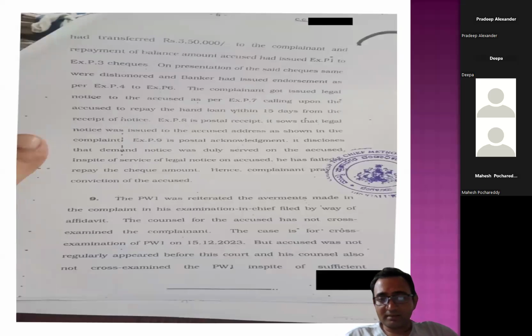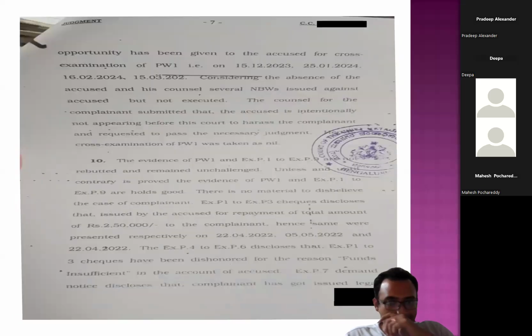So the accused person has not come forward to contest the case. So his cross examination has not happened in this case. All these details have been marked as exhibits. Original documents, original checks, original bank note for insufficient funds have been produced before the court, and these have been marked as exhibits.